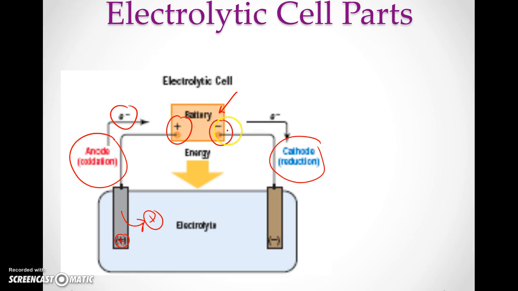Our cathode is going to be hooked up to the negative side of the battery, and what this is going to do is it's going to pump electrons out. It's going to be our electron producer. And because of that, that's going to cause our electrode to take on a negative charge.